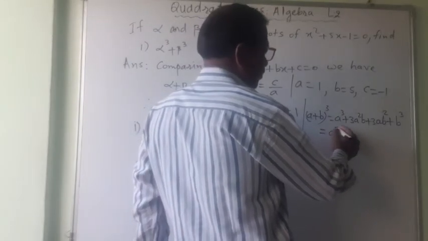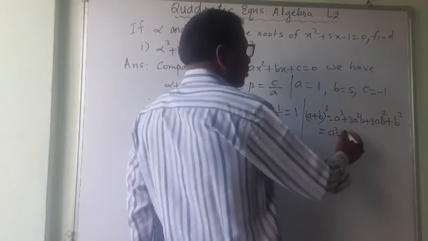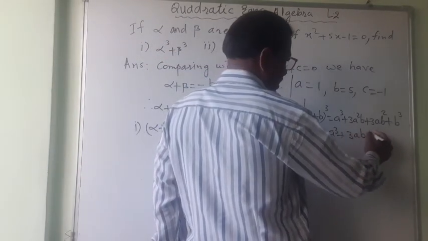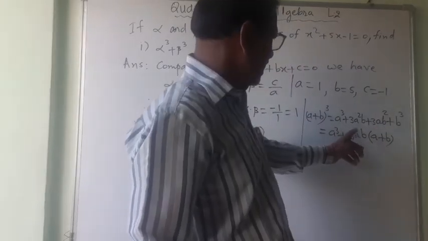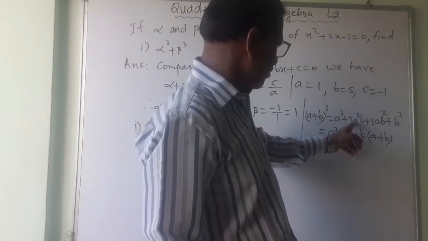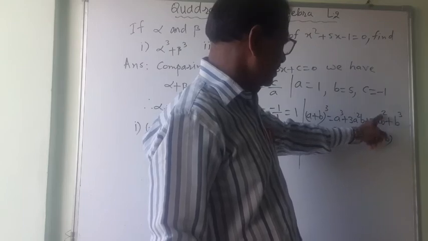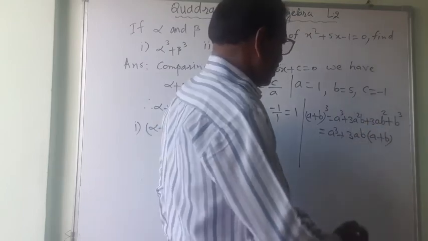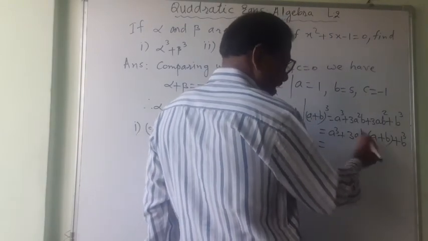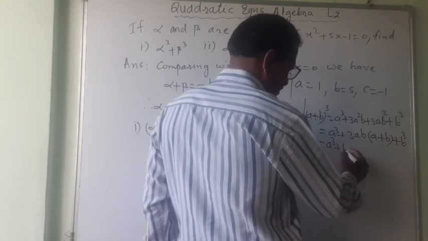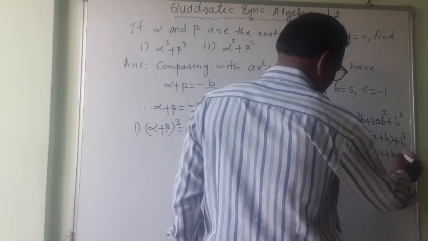That is equal to a cube plus, what is common? 3ab is common. So 3ab is common, remains is a plus b. See this, 3 is taken, a is taken, b is taken, so a will remain. In this 3 taken, a taken, b is twice, so 1 b will remain. Plus b cube. And these terms I have arranged: a cube plus b cube plus 3ab into a plus b.